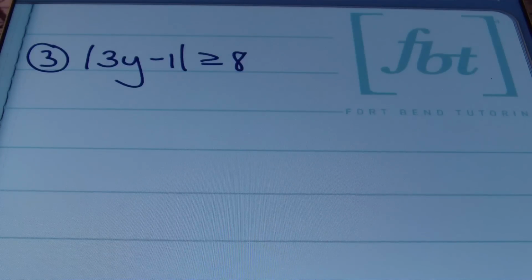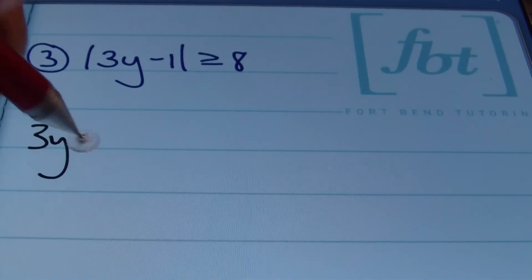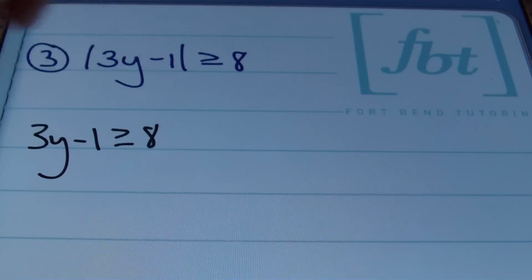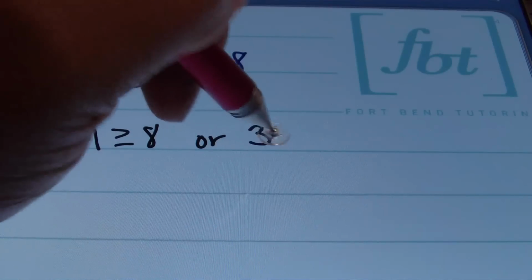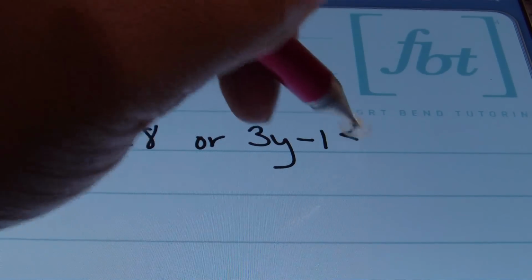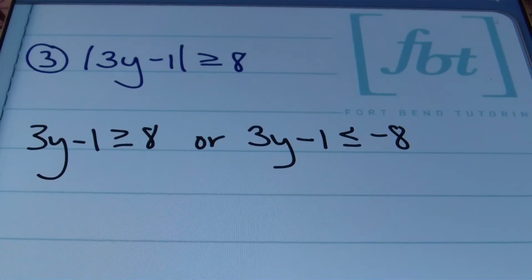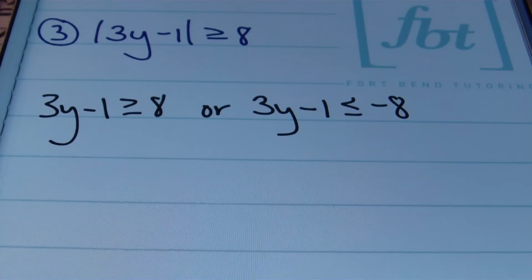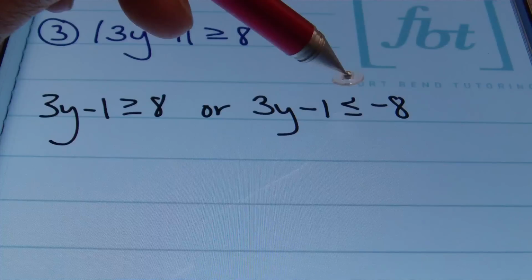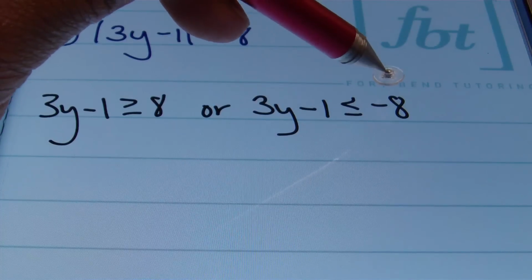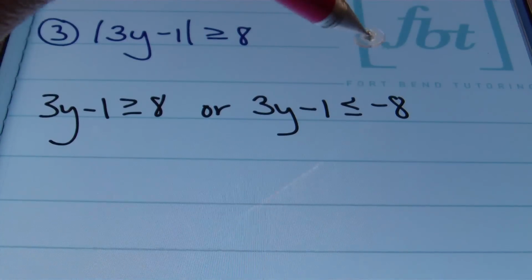We'll begin by setting up our inequalities. Keep in mind that this is going to be an OR situation because it's greater than or equal to. So my two inequalities will look just like this. I'll have 3y minus 1 is greater than or equal to 8, or I'll have 3y minus 1 will be less than or equal to negative 8. So once again, setting up that second inequality, you change the direction on your inequality symbol as well as change the sign on that value of 8. So now it's a negative 8.